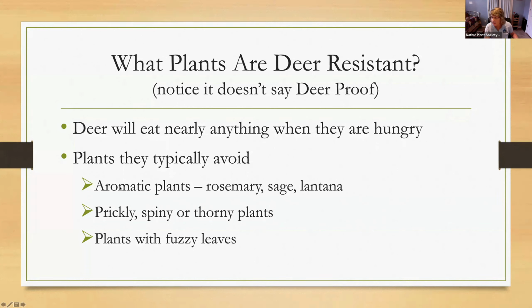Now, there are some plants that they will avoid. The more aromatic, the better. So plants like rosemary, any of your sage plants, they're all mints. They're all very aromatic, and the deer don't typically like them. Lantana is not typically preferred because it's got a really rough kind of leaf, especially our native lantana. Prickly, spiny, thorny, that makes sense, right? They're not going to prefer that so much. And if the leaves are really fuzzy, it may be somewhat protected.